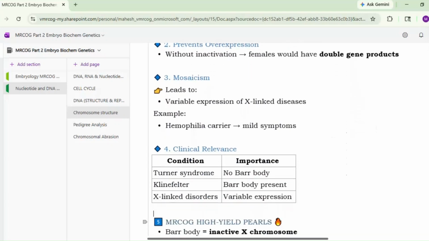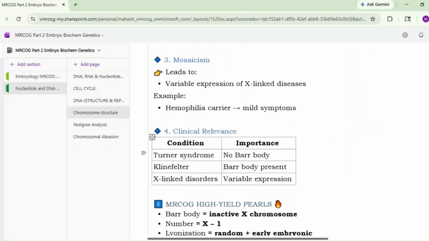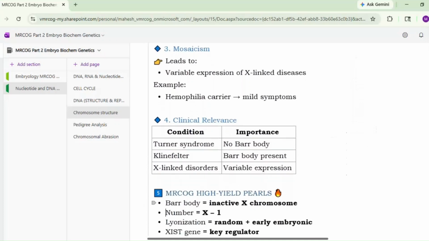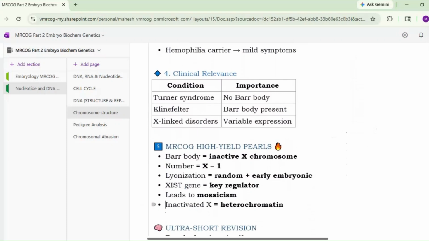Then clinical relevance: in Turner syndrome, there is no Barr body. In Klinefelter syndrome, Barr bodies are present. In X-linked disorders, there is variable expression. This is because of the Lyonization. From the examination point of view, remember the Barr body is the inactive X chromosome. Number of Barr bodies equals X minus 1. Lyonization is random and it happens in early embryonic life. Then the XIST gene is a key regulator, leads to mosaicism, and the inactivated X leads to heterochromatin formation.